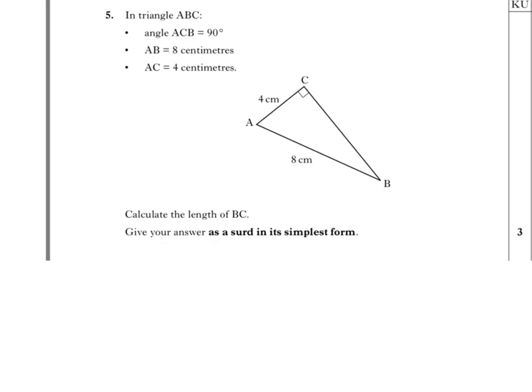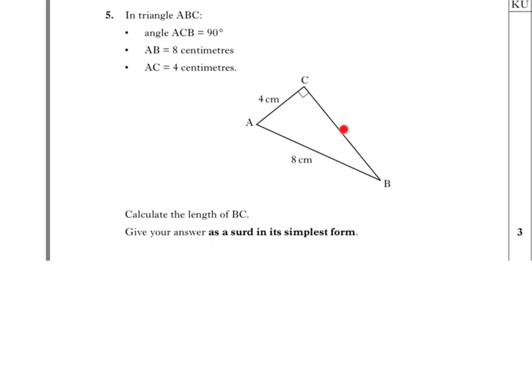Okay, section 27, question 3. In triangle ABC, angle ACB is equal to 39 degrees. Right angle AB is equal to 8 centimetres and AC is 4 centimetres. Calculate the length of BC. Give your answer as a surd in the simplest form. So again, another example of Pythagoras mixed up with surds as a non-calculator question.